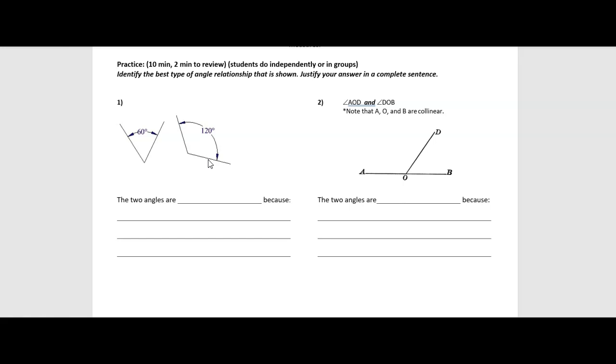Okay, so for number 1, the angles are not positioned in any way that would give us a linear pair, adjacent, or vertical angles, but they do add to 180, right? 120 plus 60 is going to be equal to 180. So we can say that these two angles are supplementary.